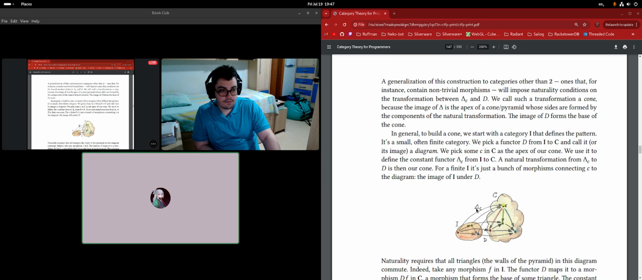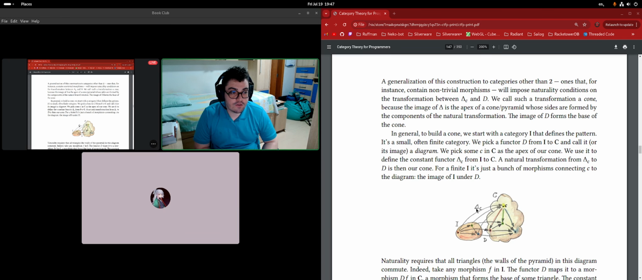And now comes what mathematicians always do, which is let's generalize this to more stuff. So we're going to try to generalize this a little bit further. A generalization of this construction to categories other than the simple category of two objects that we just used will impose naturality conditions on the transformation between delta C and D. Because the arrow diagrams have to commute, right? They always have to. Otherwise, it's not really a natural transformation.